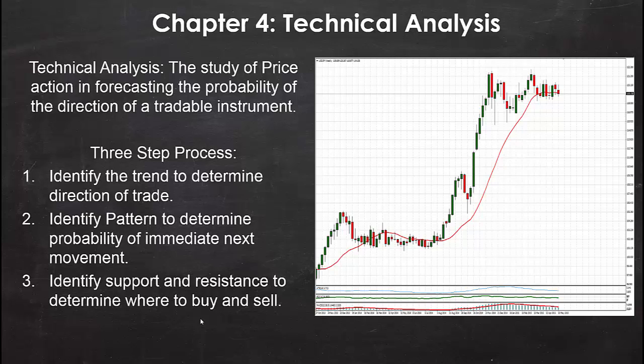And how we study technical analysis is we do it in a three-step process. The first thing we do is we always identify the trend. We identify the trend to know the direction we want to trade the currency. The second thing we do is we identify the pattern to know the probability of the immediate next movement. Probabilities are not certainties, they're not guarantees. They are simply more likely to occur than not, or greater than 50%. And then the next thing we do is we identify support and resistance to determine where we want to buy and where we want to sell, where we want to place stop orders, entry orders, target orders, and so on and so forth.